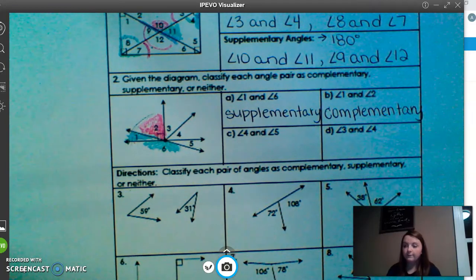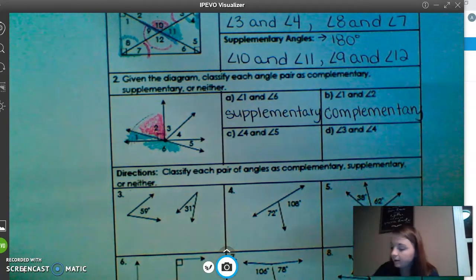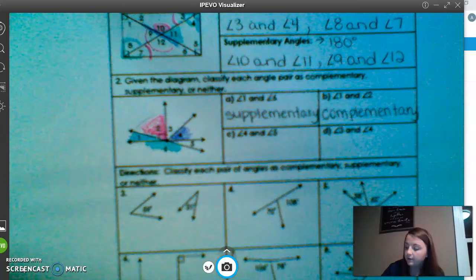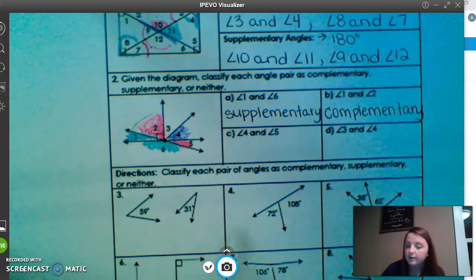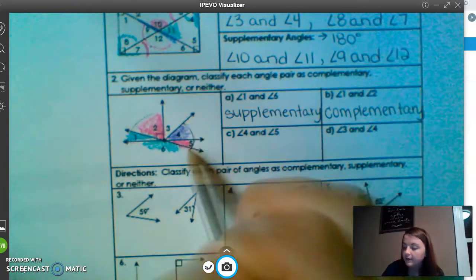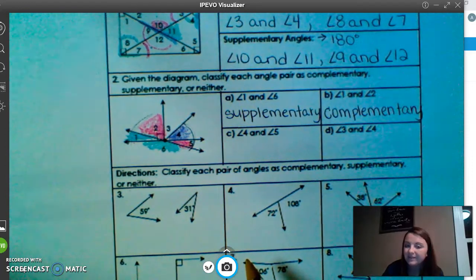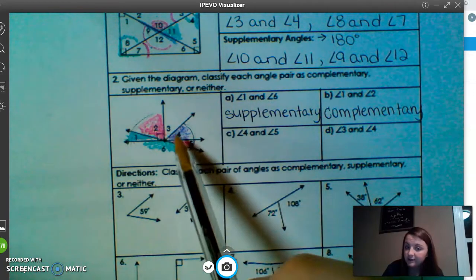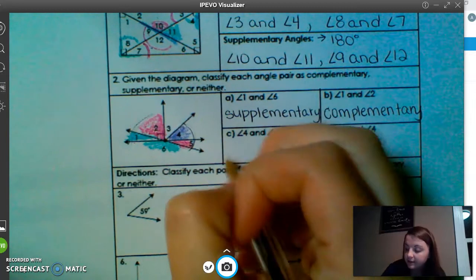Next one is 4 and 5. So I've got angle 4, and I've got angle 5. Well, if I put those together, your eyes might try to do a trick on you. 4 and 5. Unless it tells me it's a right angle, it's not, unless I can prove it. So that's not a right angle, doesn't make 180 degrees or 90 degrees, so it's neither.